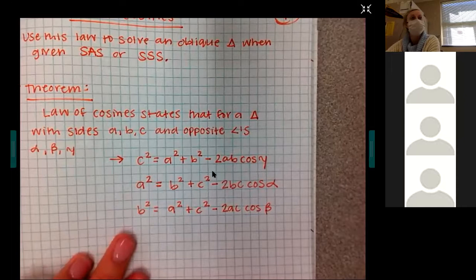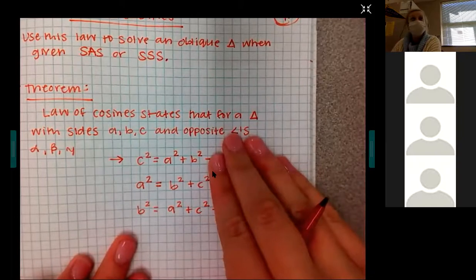Do you think Miss Poole memorizes all three of these? Nope. Pick one. So what did you guys think when you first saw the beginning of the first one? What's it kind of look like?